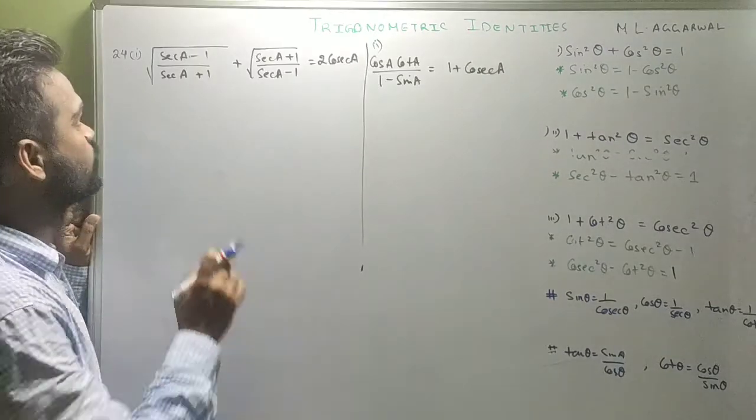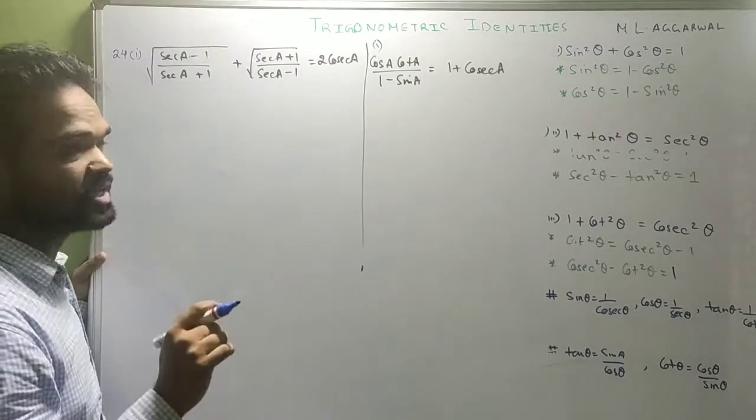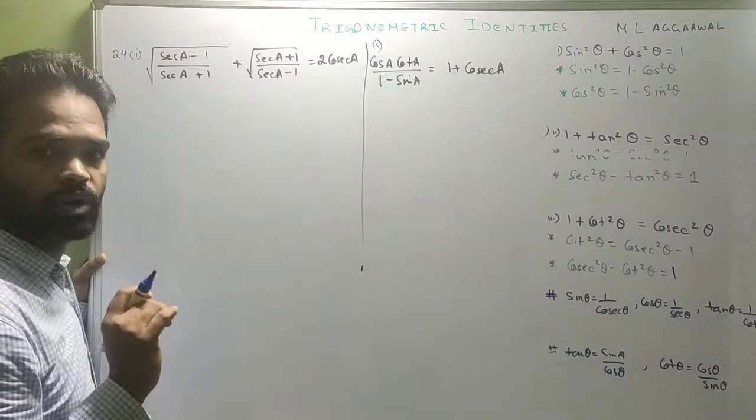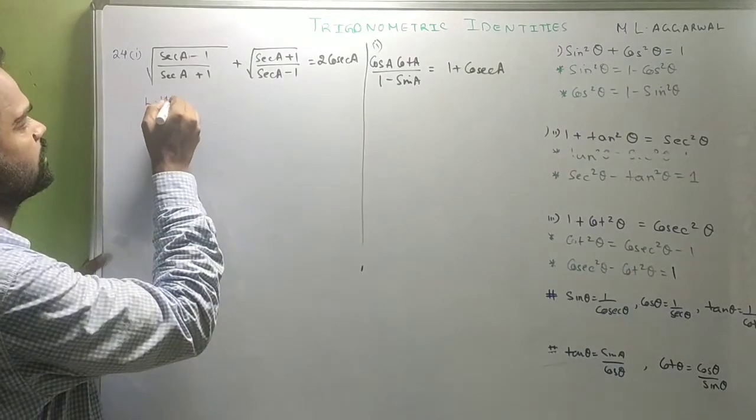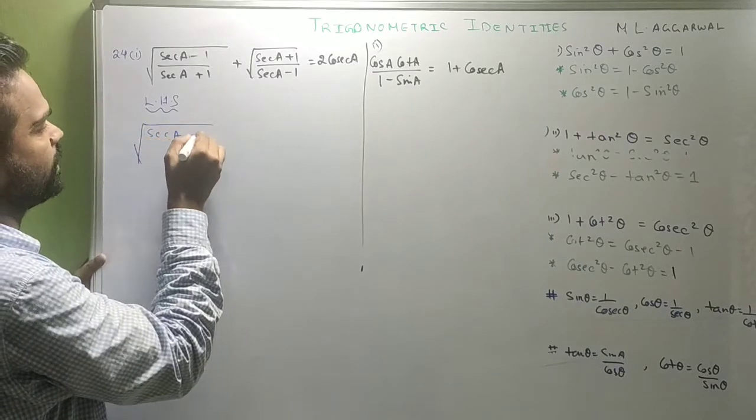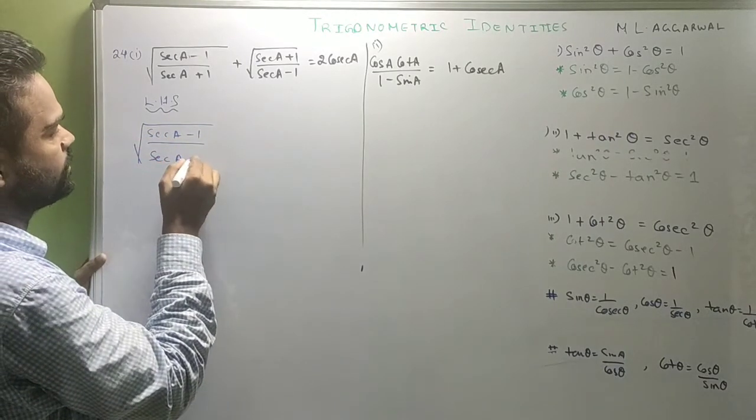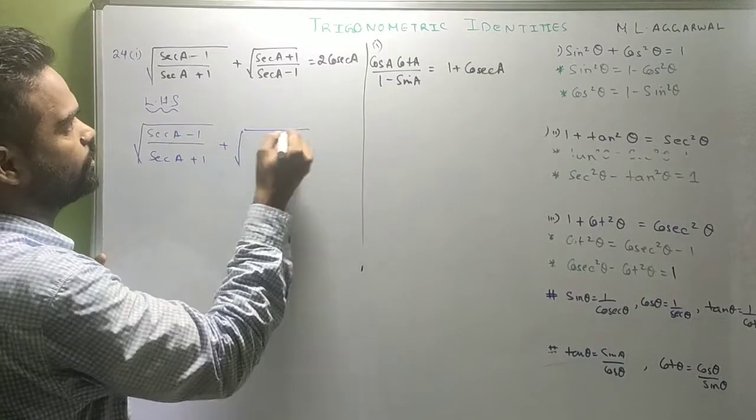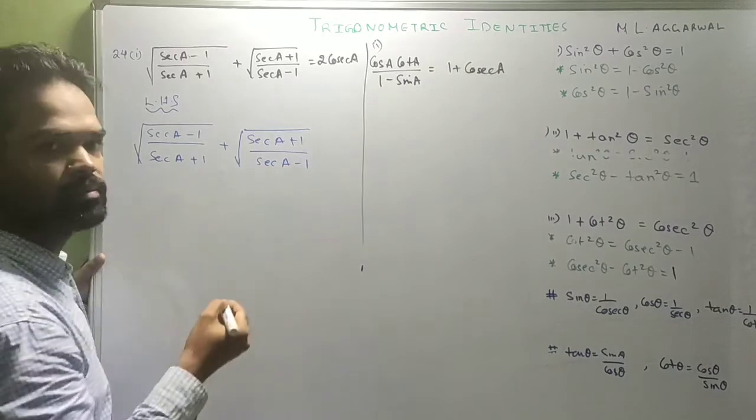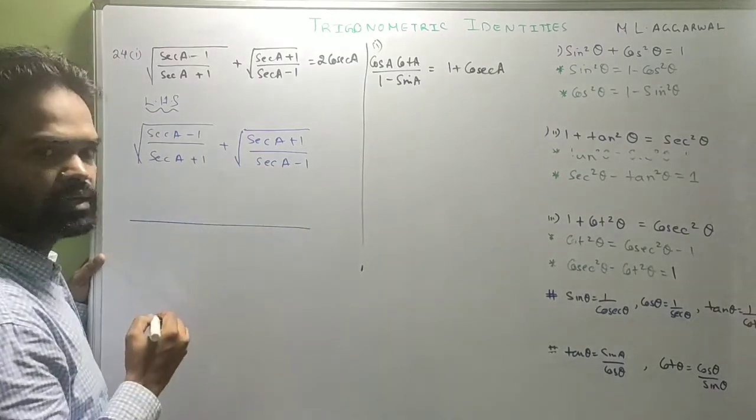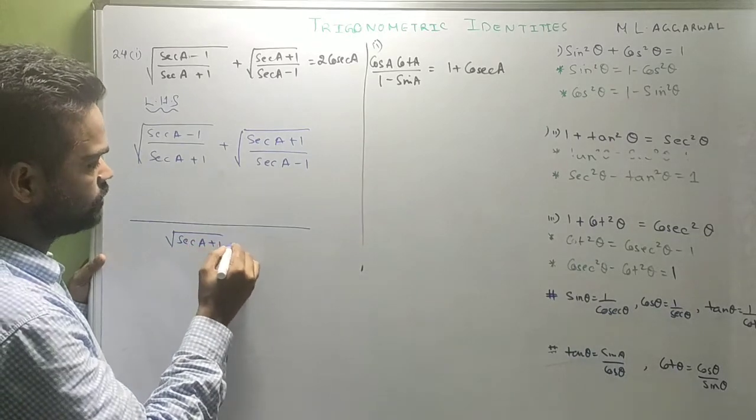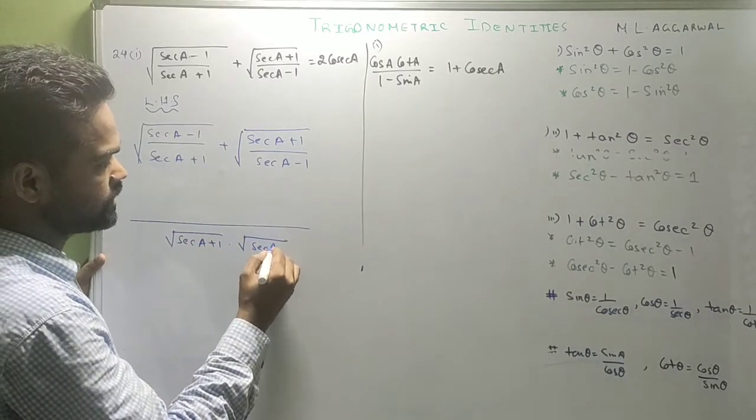Now look at 24 part 1. Root of (sec A minus 1) by (sec A plus 1) plus root of (sec A plus 1) by (sec A minus 1) equals twice of cosec A. Very easy. I'll take the left hand side. See, root of (sec A minus 1) by (sec A plus 1) plus root of (sec A plus 1) by (sec A minus 1). So what I'll do, I can take LCM and this will be root of sec A plus 1 multiplied by root of sec A minus 1.